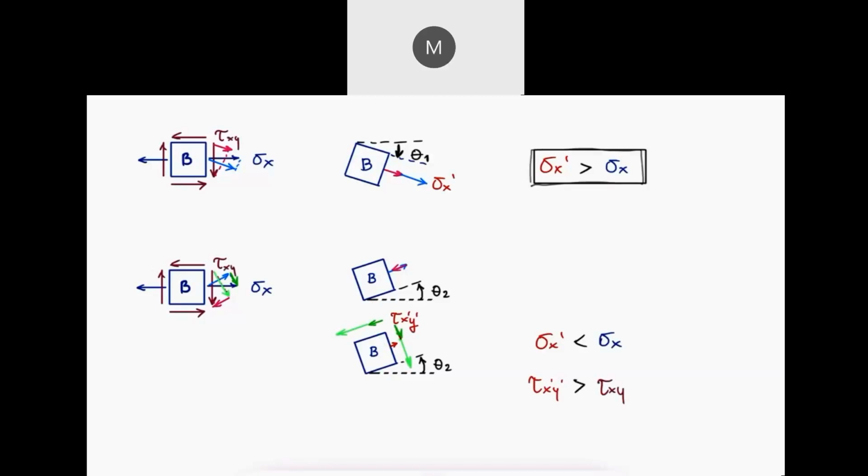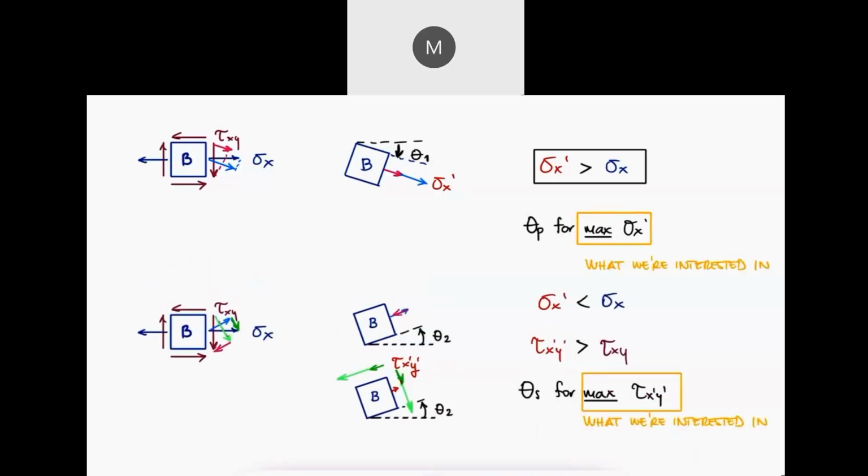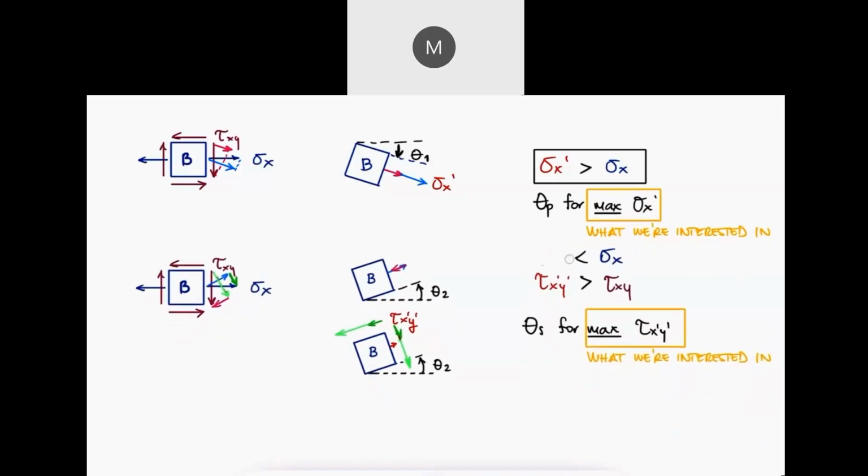The two angles theta, for which we find the maximum value of sigma x prime and the maximum value for tau x prime y prime, are important for some applications, but we mostly care about the maximum shearing and normal stresses. For any given rotation theta, we can find an expression that allows us to calculate the new normal stress sigma x prime and another one for tau x prime y prime.